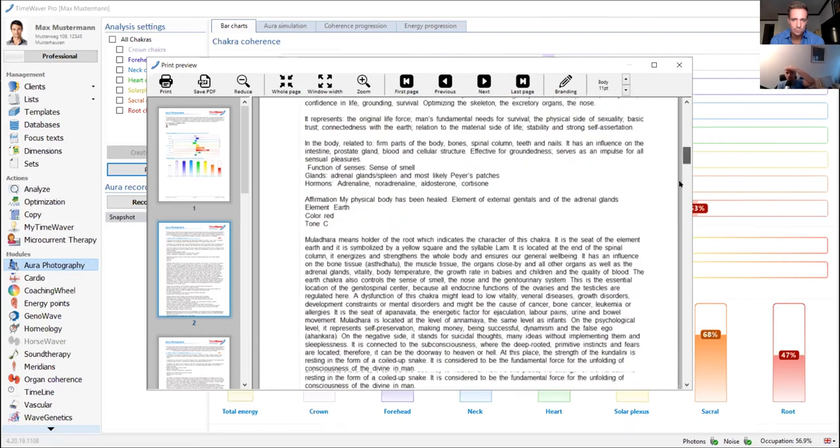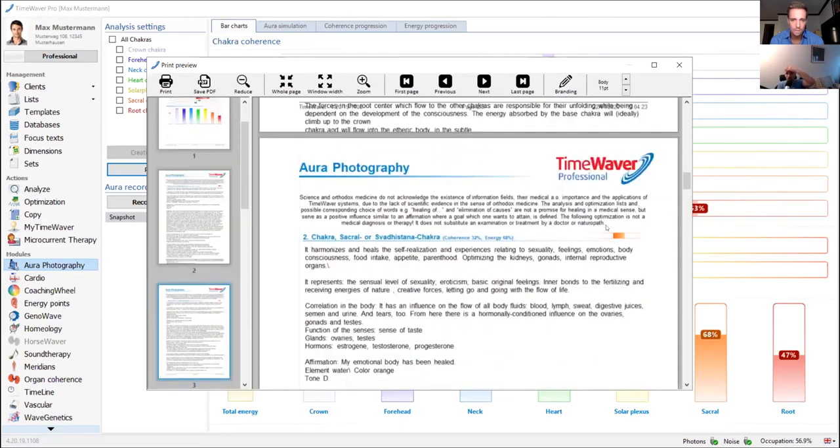Let's go to, maybe, the Sakra chakra. Here you see that it also says it represents the sensual level of sexuality. What I said, right? The Sakra chakra. So it's very important to go through and read, especially if you're not very familiar with the chakra system, because it gives a very clear understanding.